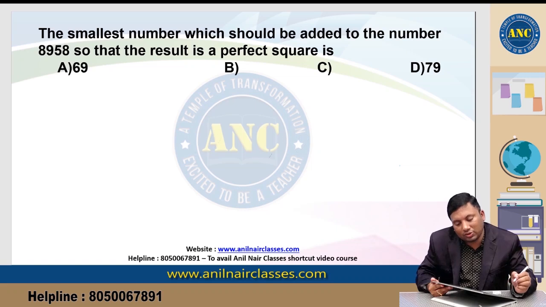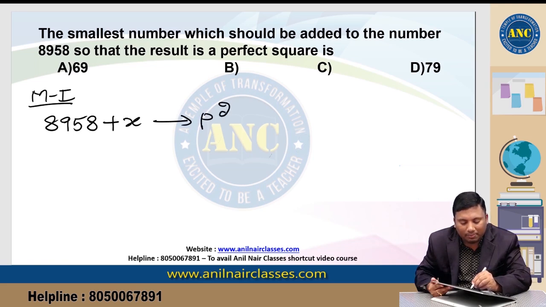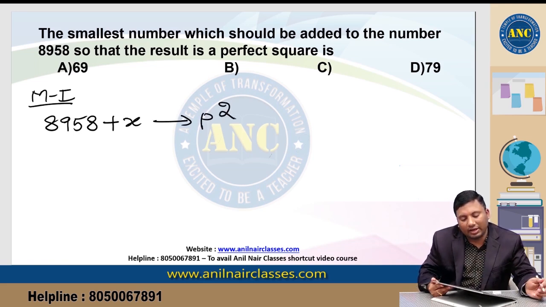Next question. The smallest number which should be added to the number 8958 so that the result is a perfect square. 8958 plus x. The result should be a perfect square.